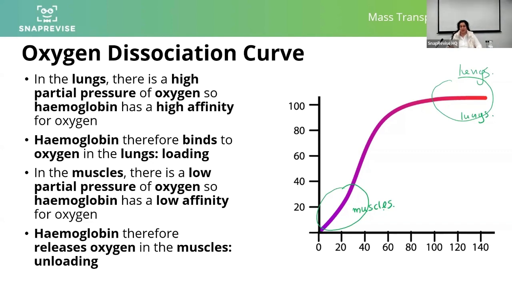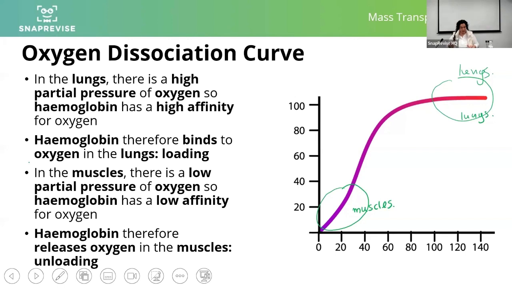So this is a really important adaptation of hemoglobin. It loads oxygen when oxygen concentration is high. It unloads oxygen in the respiring tissues that need it. It can easily give up oxygen, basically, when it travels to the actively respiring tissues. So this is how we describe the oxygen dissociation curve as a whole.